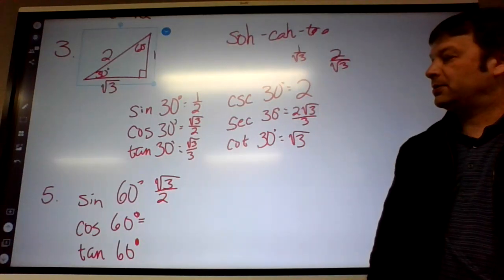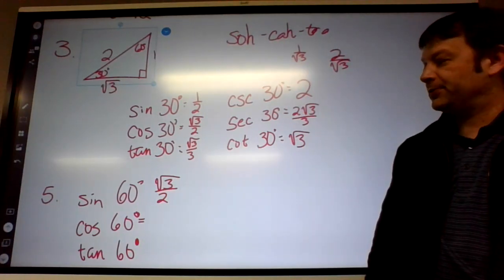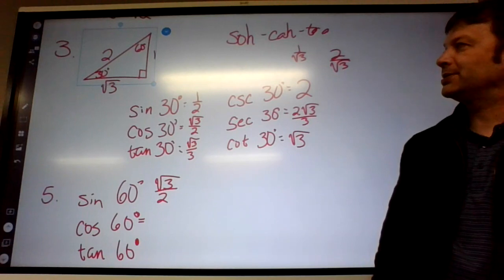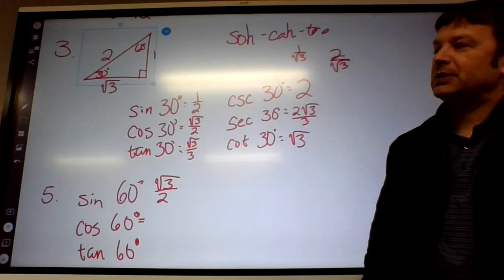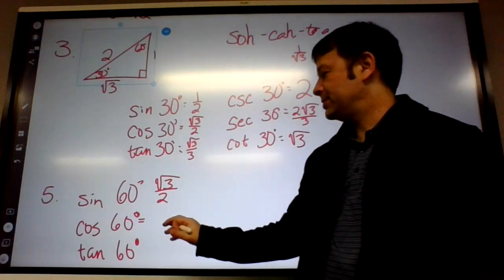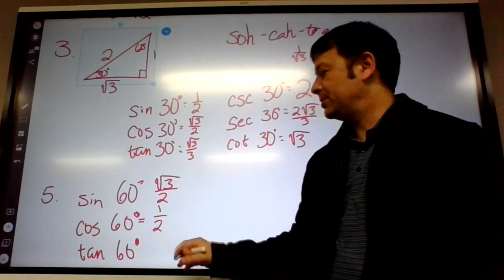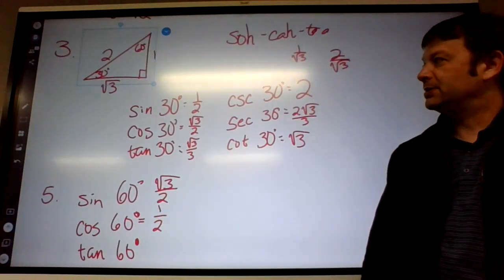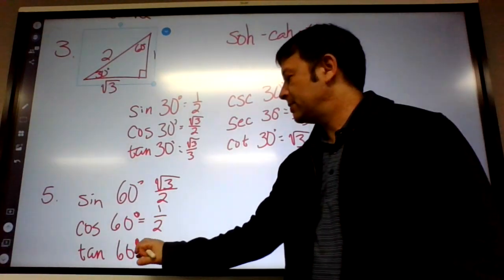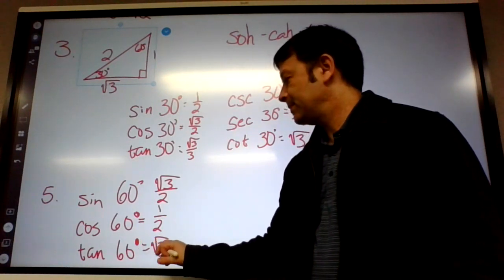Okay. Cosine. Oh, you're doing all three. Cosine is adjacent, so it would be 1/2. Right, adjacent over hypotenuse, so it's 1 over 2. Tangent is opposite over adjacent, so square root of 3 over 1. So it would just be square root of 3.